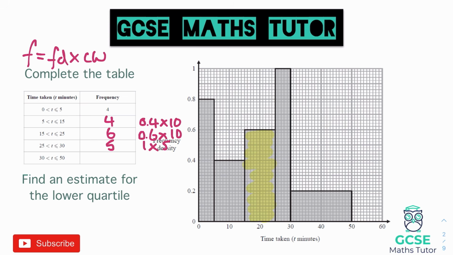And for the final one, for the final bar just here, we have a width from 30 to 50, which is a width of 20, and that has a height of 0.2. So 0.2 multiplied by 20 comes out as 4. So there we go, we've got all of our frequencies. Now we can get rid of that working there because we're going to need some of that space. That just leaves us with our frequencies.